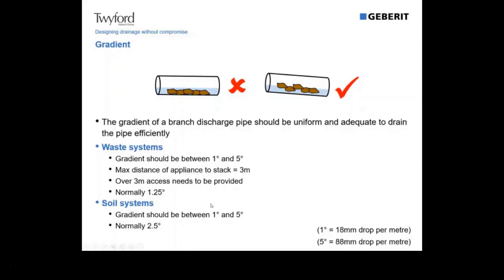So the soil system needs to be between 1 and 5 degrees. Normally it's based at about 2.5 degrees. And that will give us a drop of between 18 and 88 millimeters per meter to make sure that the pipe work is going to drain correctly and allow the waste out of the system.